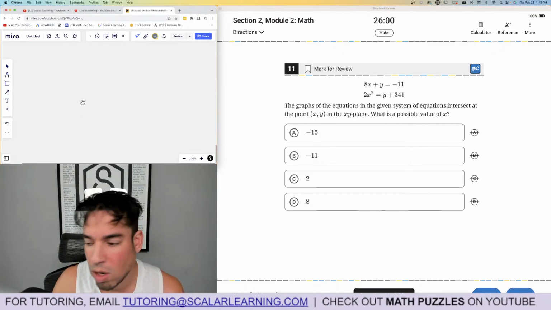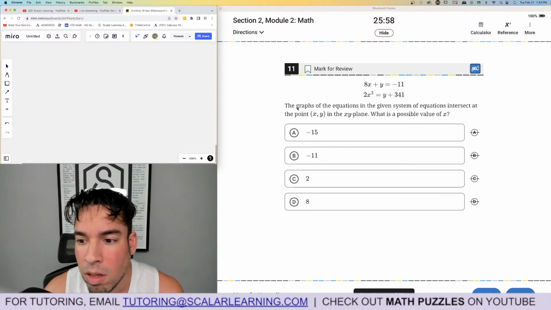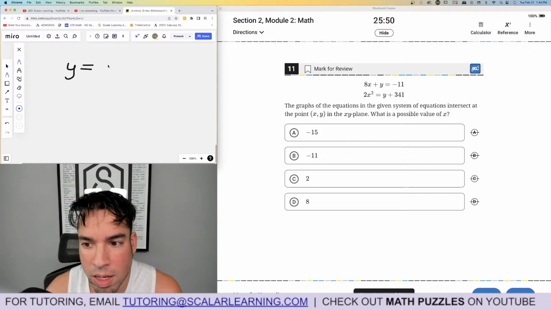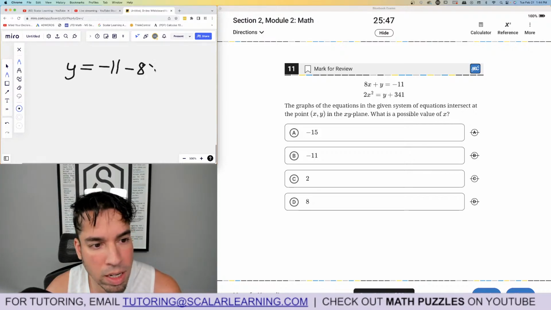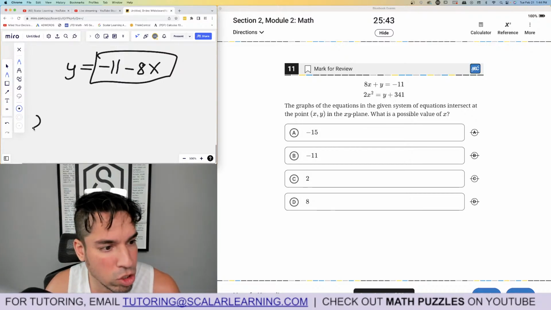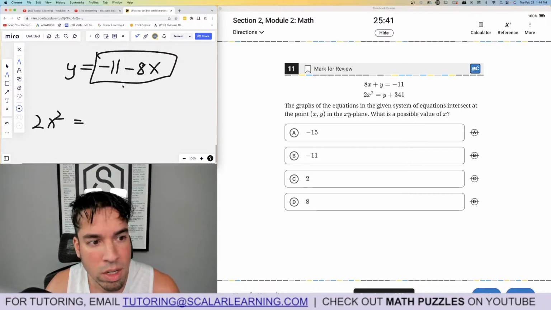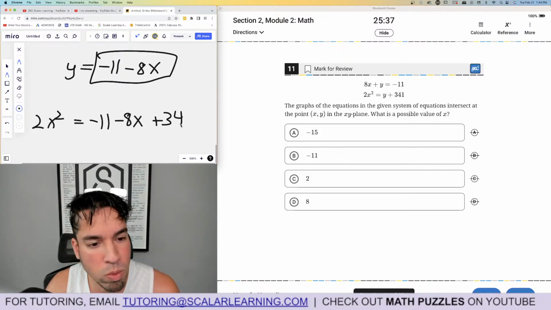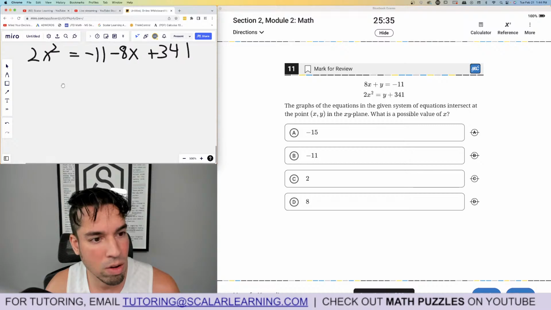We've got this one, the quadratic equation. What is a possible value of x? Okay, so they intersect, so I'm going to use substitution here. On the top, I'm going to isolate y. I'm going to make it y equals negative 11 minus 8x, subtracting 8x from both sides. Then I'm going to plug it in for y in the second equation. So we get 2x squared equals, instead of y, negative 11 minus 8x, plus 341. This is great because this is going to give me a nice quadratic.